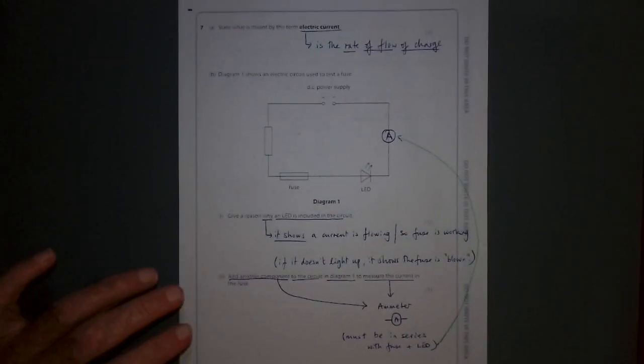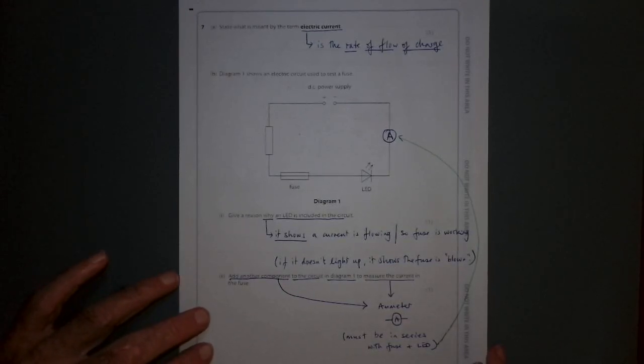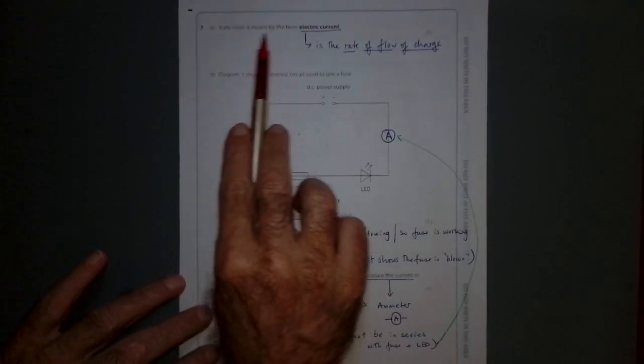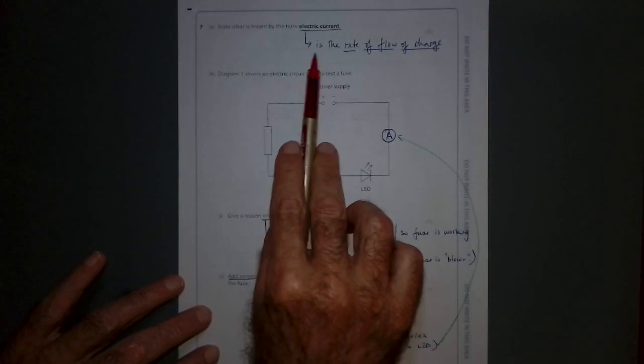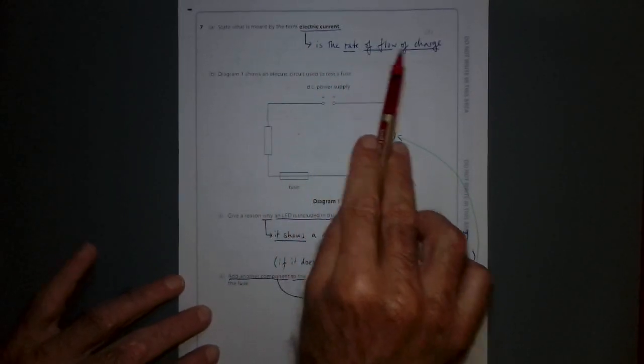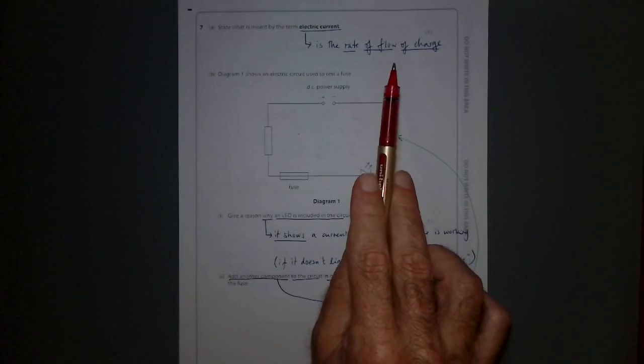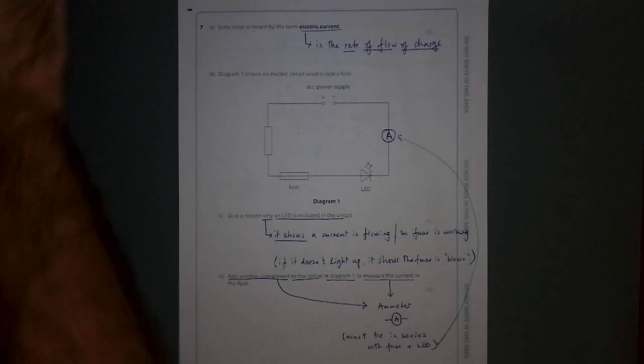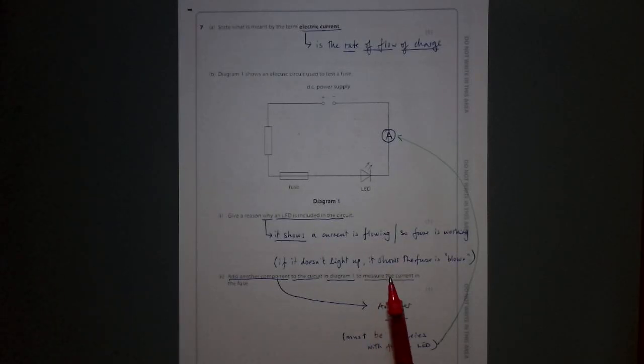Okay, question 7 is another question on electricity. It says, what is meant by the term electric current? The only definition is electric current is the rate of flow of charge. So you can't just say it's electrons flowing or whatever. The official definition is the rate of flow of charge. It doesn't have to be electrons. It can be any charge. Any charge flow would be defined by this current definition.